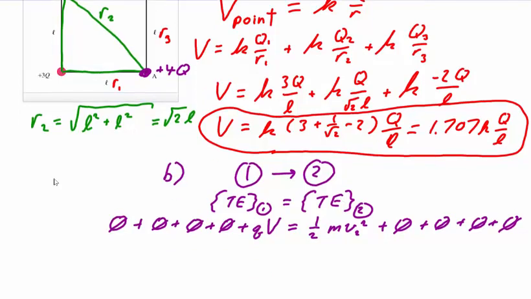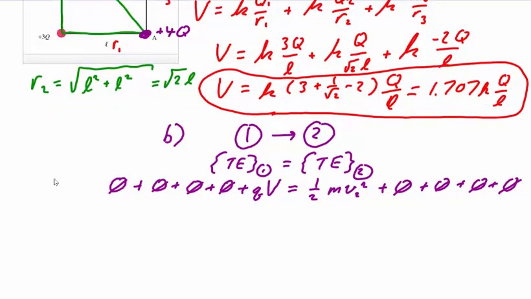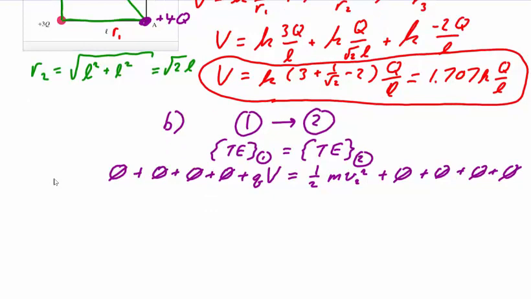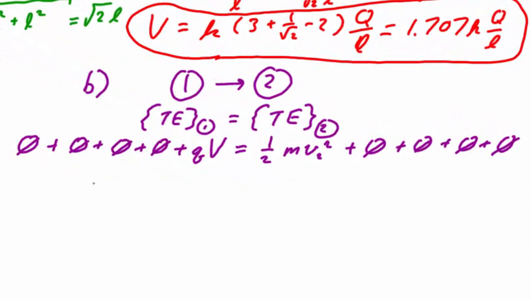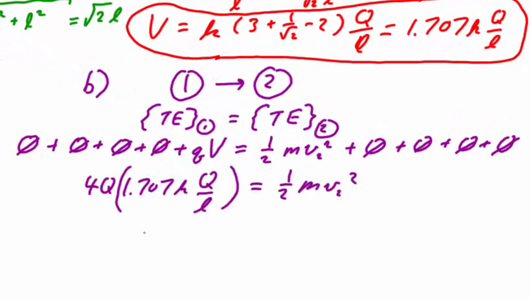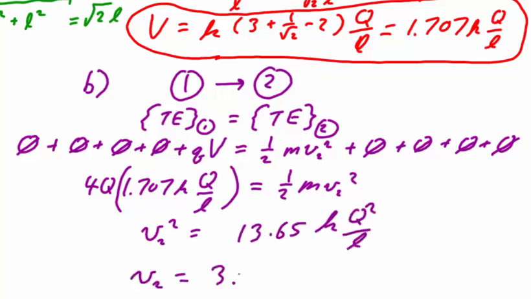We're now in a position to substitute in the fact that the test charge itself is 4Q, and the potential at its location was calculated in part A, yielding the expression shown here. Solving for v2 squared produces the result 13.65 kQ squared over LM, and after we take the square root, we'll have the result 3.7Q times the square root of k over LM.